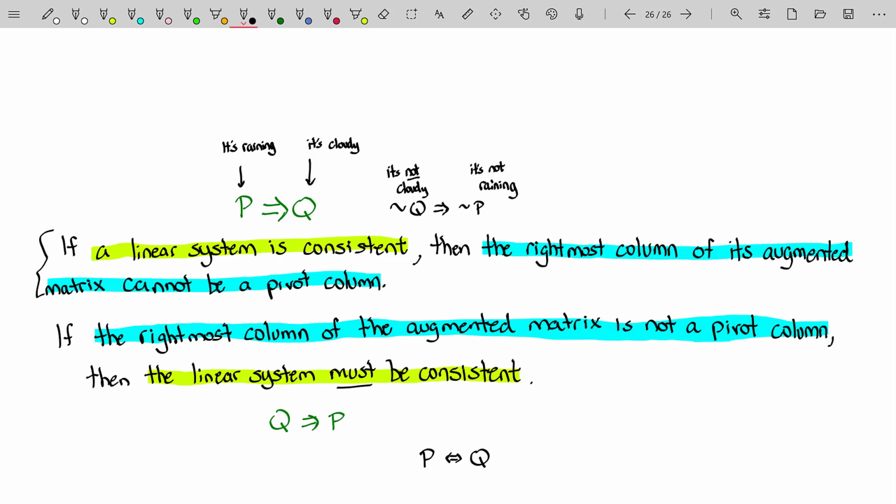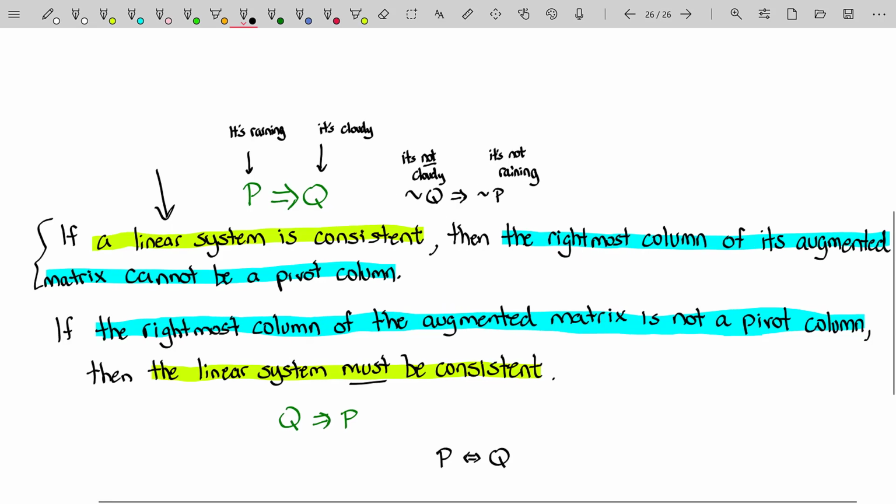Well, the contrapositive of that is, if the rightmost column is a pivot column, that's the negation of it not being that, then the linear system has to be inconsistent. That is actually a much more powerful statement. If I have the augmented matrix of a linear system and the rightmost column actually is a pivot column, then I immediately know the linear system must be inconsistent. That's a more powerful version of the existence statement.